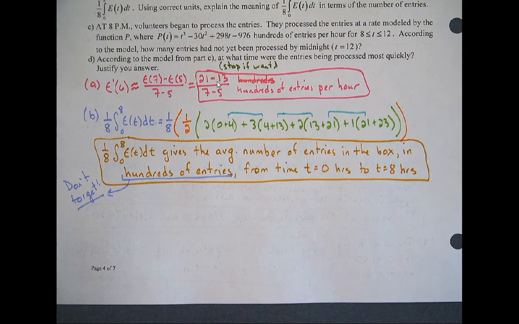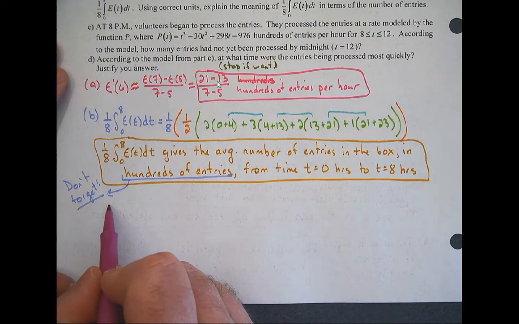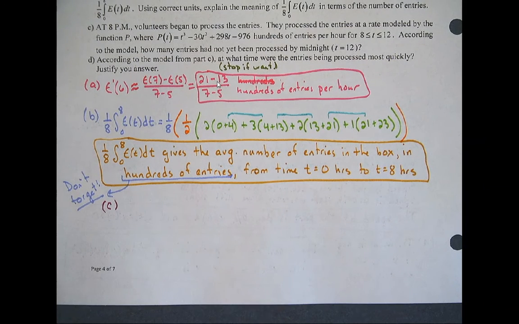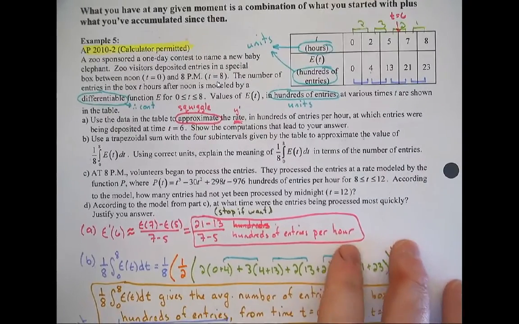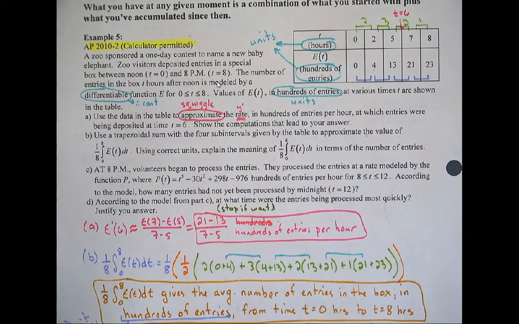Oh man, we've got two more to squeeze in here. All right, part C. At 8 p.m., volunteers began to process the entries. Okay, so that makes sense, right? So from noon until 8 o'clock, that's what the table is telling us, the box was open and people could try to name their baby elephant. And then at 8 o'clock, volunteers came in and started to sort out the entries to figure out what name showed up the best, or who they thought the best name was.